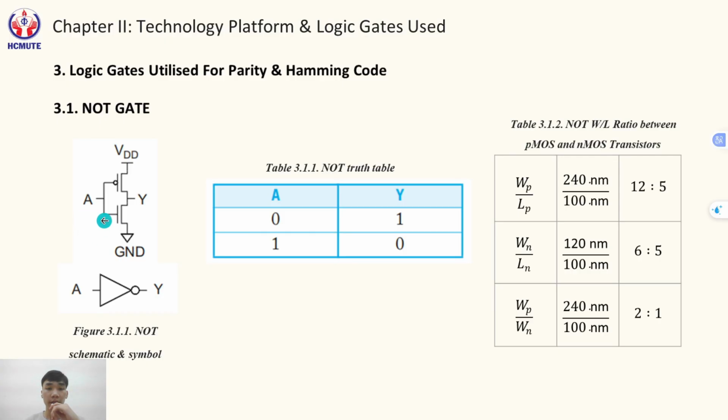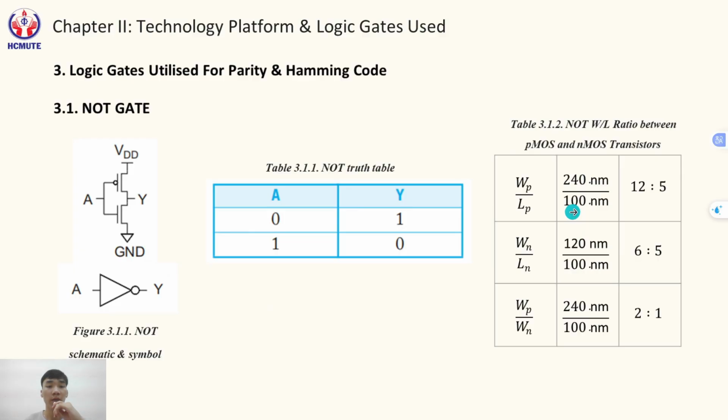When the input A equals 0, the PMOS conducts and the NMOS is off, so the output Y equals 1. And when A equals 1, the PMOS is off and the NMOS conducts, so the output Y equals 0. So the output is a one-way inversion of the input. The PUN pulls the output voltage up to VDD, while the PDN pulls it down to GND.